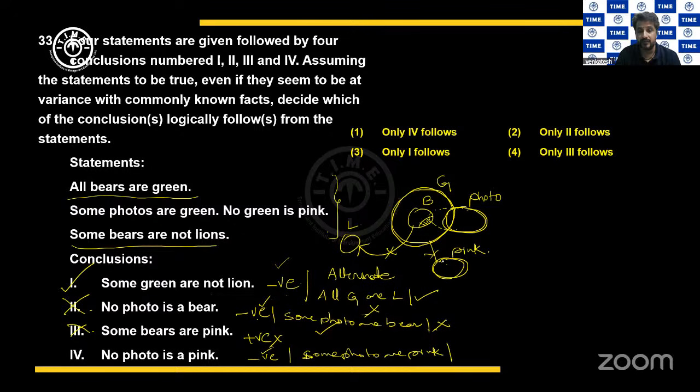Now, can we have a relation between photo and pink? Yes, I can draw like this. Nothing it violates. Only green to pink, there should not be any relation. Still green is here, pink is here. No relation. So alternate is true. So negative become false. So fourth one does not follow. What is the answer? Only one follows. Choice 3.